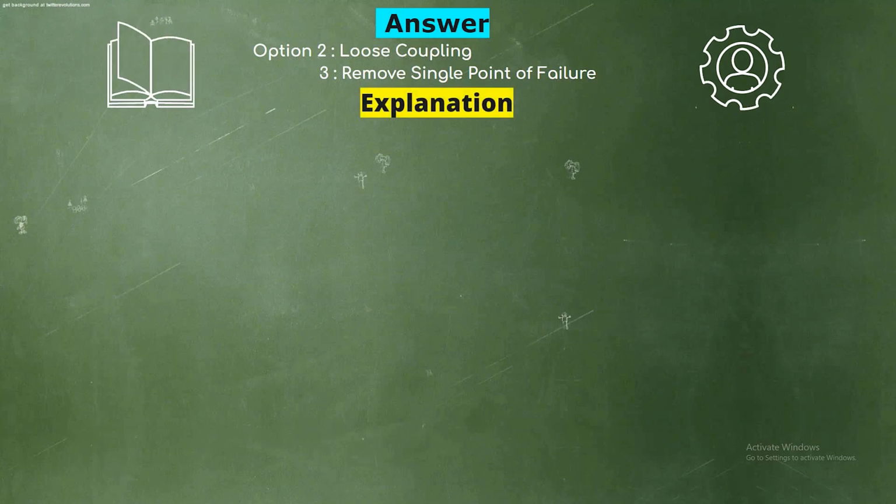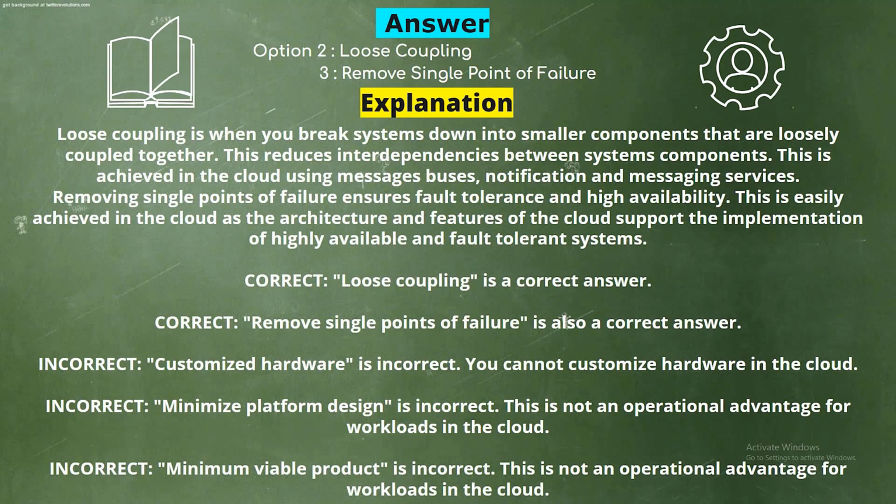Explanation. Loose coupling is when you break systems down into smaller components that are loosely coupled together. This reduces interdependencies between system components. This is achieved in the cloud using message buses, notification and messaging services. Removing single points of failure ensures fault tolerance and high availability. This is easily achieved in the cloud as the architecture and features of the cloud support the implementation of highly available and fault-tolerant systems. Correct, loose coupling is a correct answer. Correct, remove single points of failure is also a correct answer.